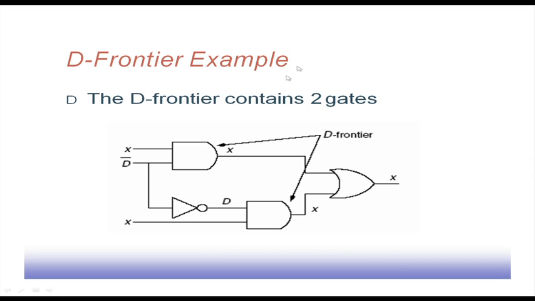So, D frontier in this particular case, you see that this is a gate where we have this line as D bar, and this is a gate where we have D as one of the inputs. So, these two gates are at the D frontier, because their inputs are either D or D bar, and outputs are not yet defined. So, this D frontier contains these two AND gates.